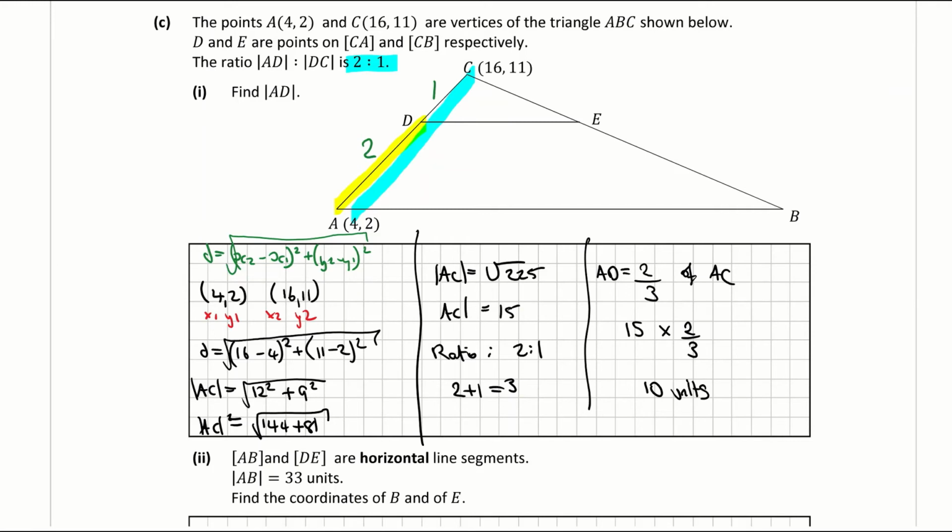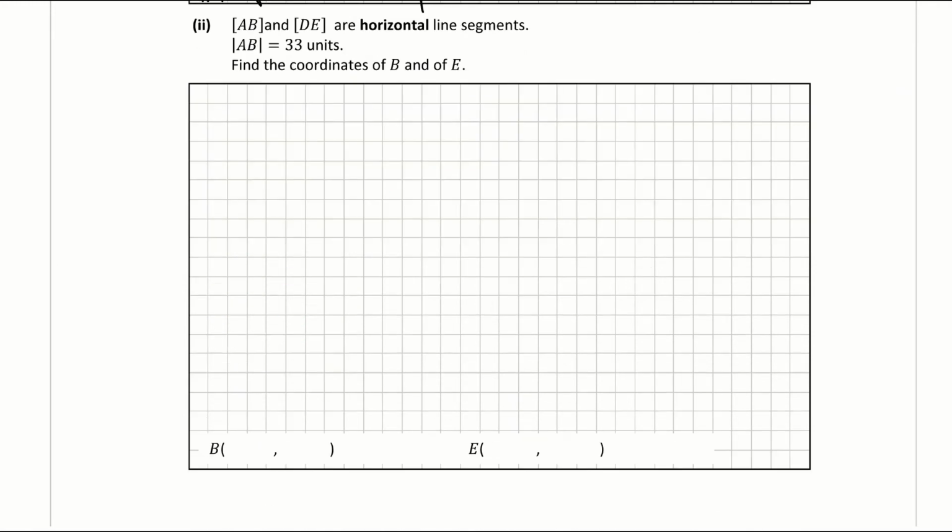Coming down now to part 2 of part C. AB and DE are horizontal line segments. AB is 33 units in length. Find the coordinates of B and E. So what I'm going to do here is use knowledge of similar triangles. So let's sketch out what we know.